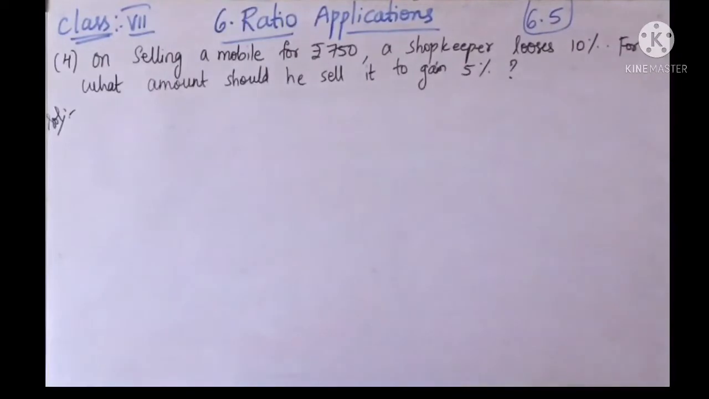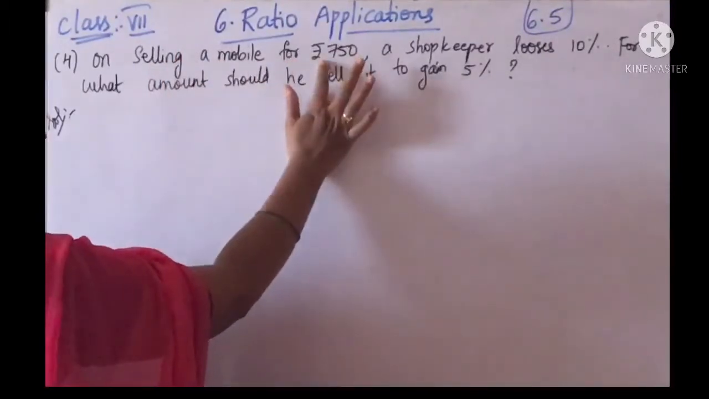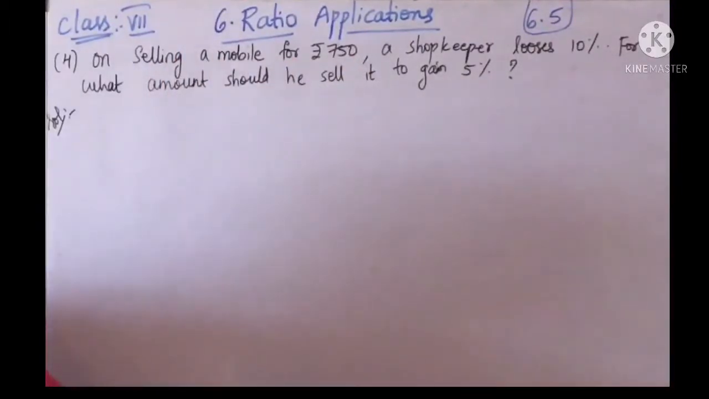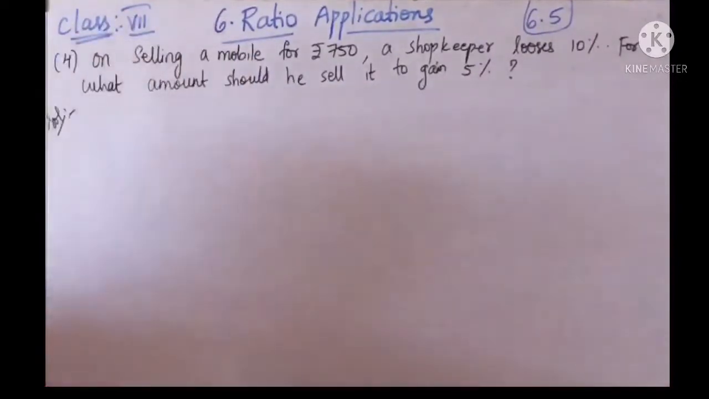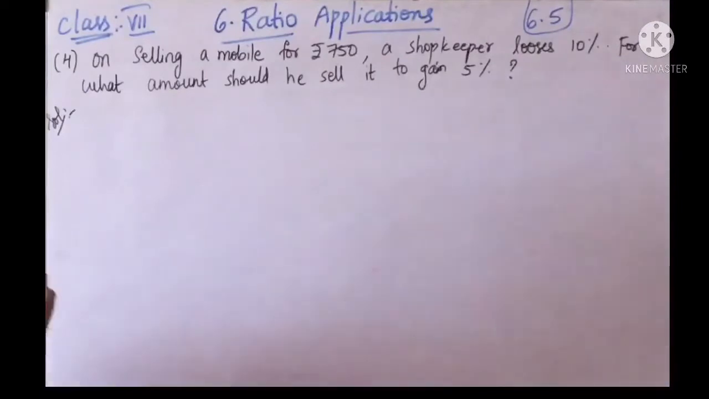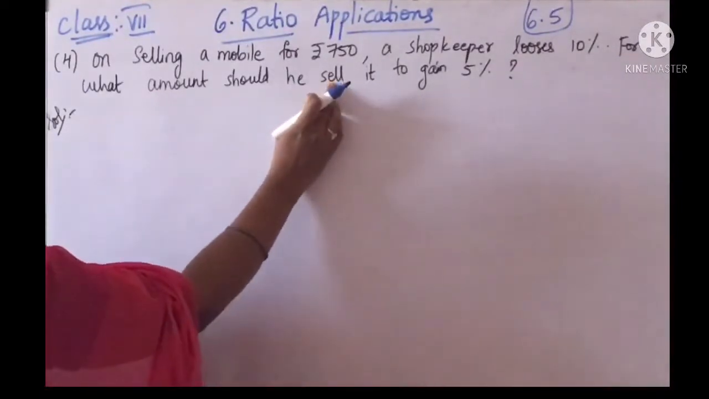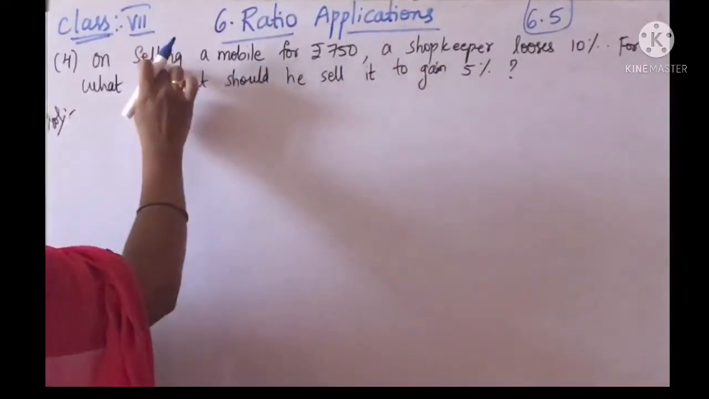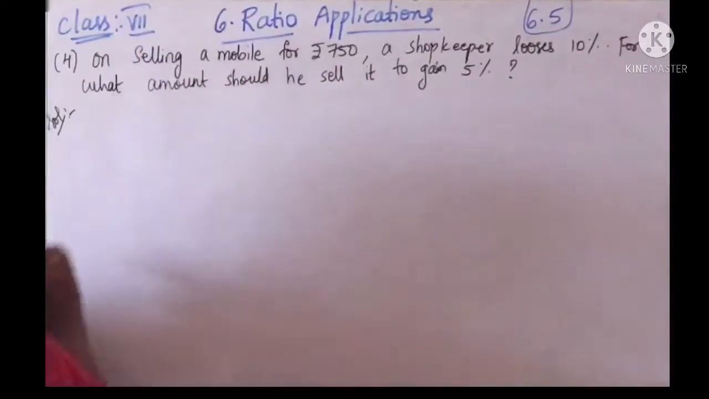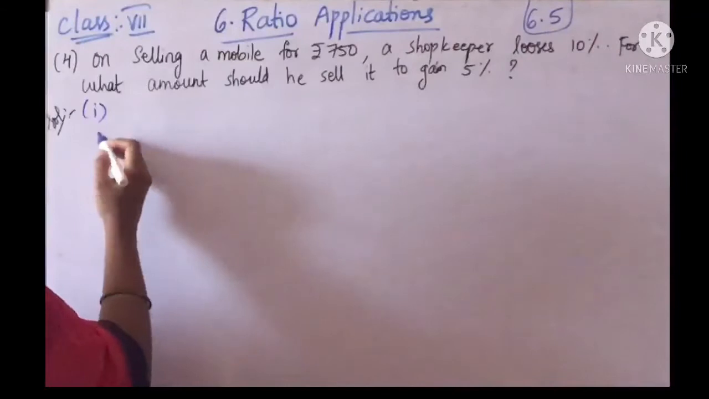Here in this question, we have solution in two parts, children. Coming to the first part, suppose for selling a mobile for 750, the shopkeeper loses 10%. Means first we need to find what is the CP of a mobile for this shopkeeper. And in the second part, what amount should he sell? Sell means what? Selling price to gain 5%. So in the first part we have to find the CP and in the second part we need to find the SP.